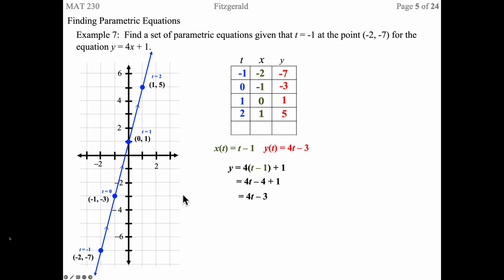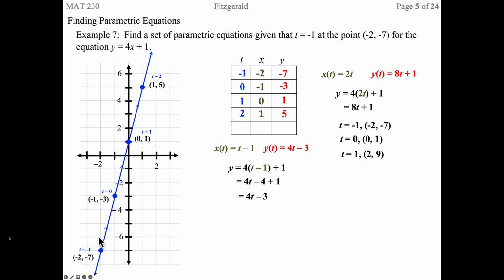Another possible way of doing this is to let x of t equal 2t. So putting in 2t for x, y equals 8t plus 1. So how does this work in creating my table? Well, 2t just means I am going to a bigger jump.